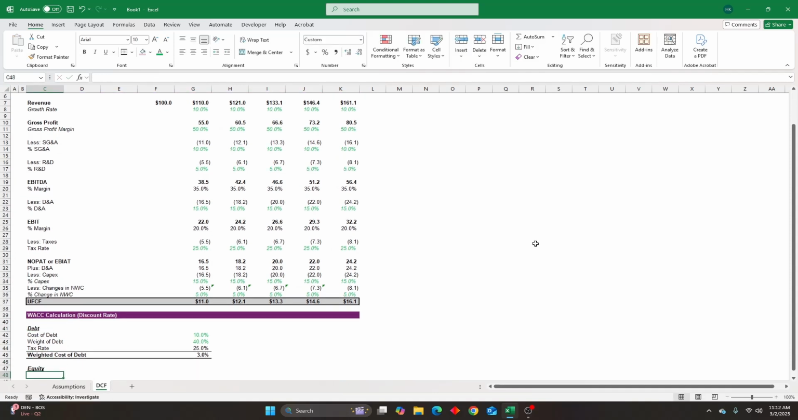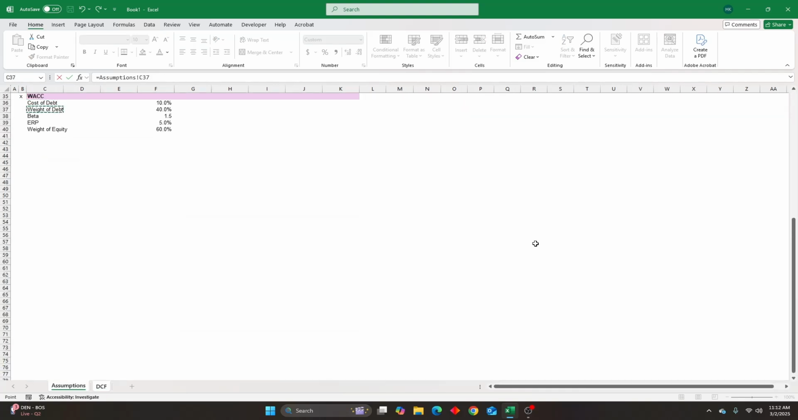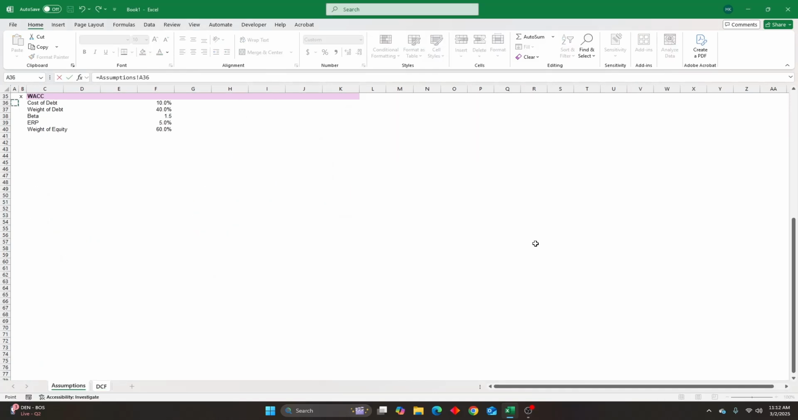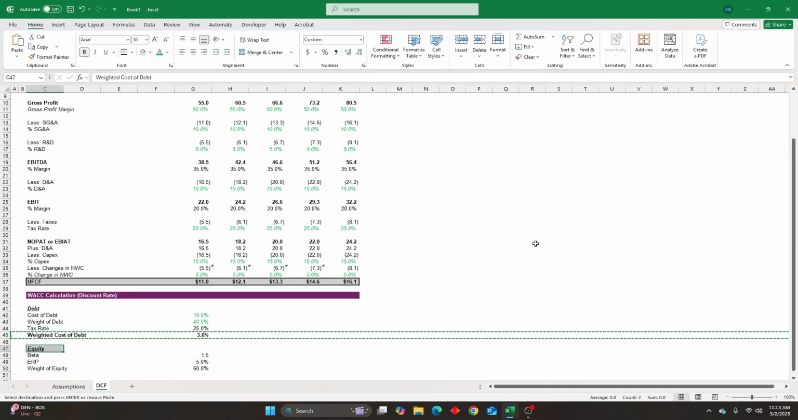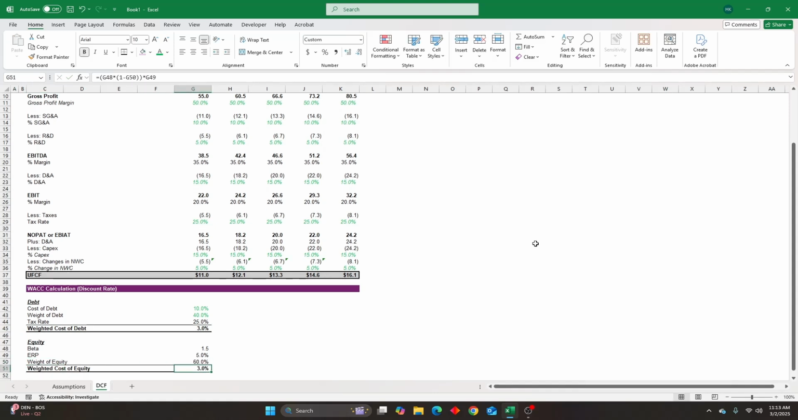And so for our equity portion, we can link back. We have our beta, our equity risk premium, and then also our cost of debt. So we'll link back to all of these and format them up really quick. Okay, so to get our weighted cost of equity, what we're going to do here is take our beta times our equity risk premium times the weight of equity.